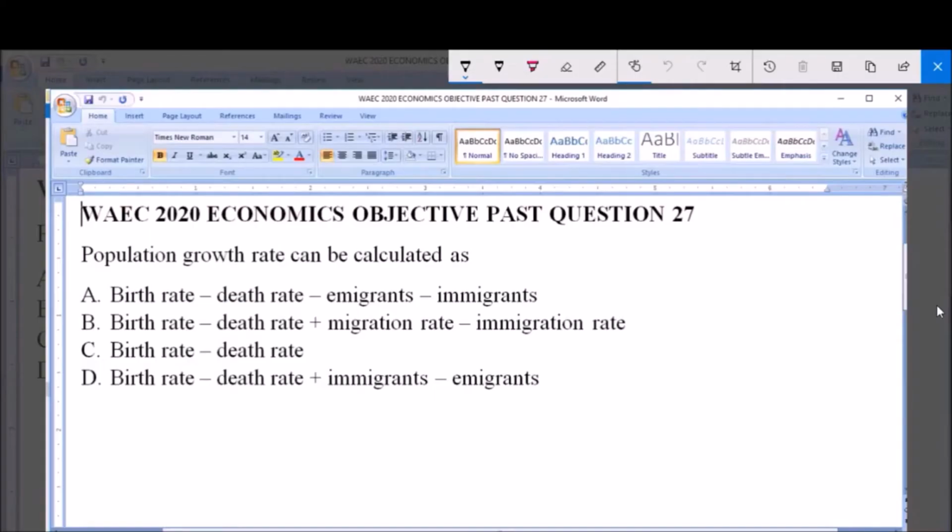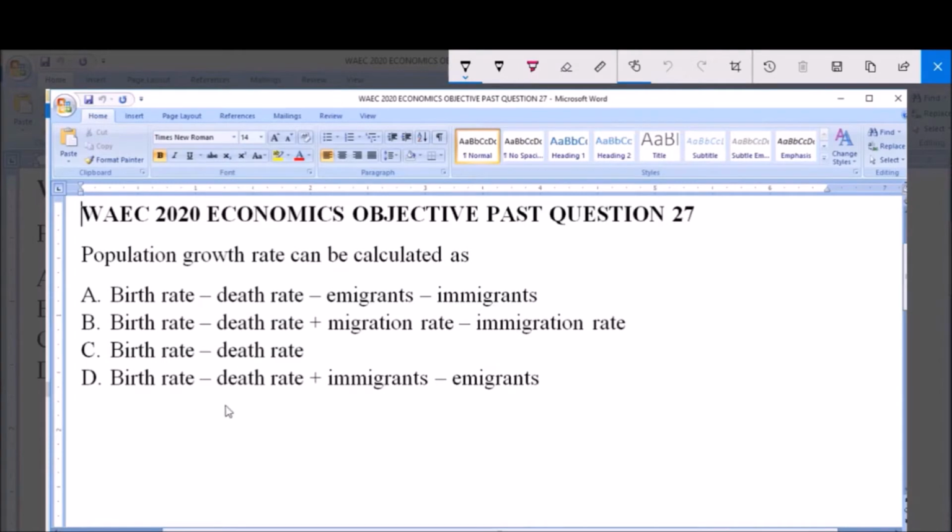Welcome, I will be answering WAEC 2020 Economics Objective Past Question 27. Population growth rate can be calculated as A. Birth rate minus death rate minus emigrants minus immigrants. B. Birth rate minus death rate plus migration rate minus immigration rate. C. Birth rate minus death rate. D. Birth rate minus death rate plus immigrant minus emigrant.